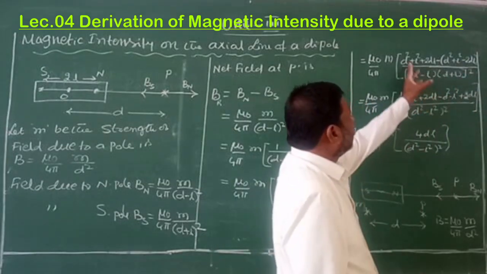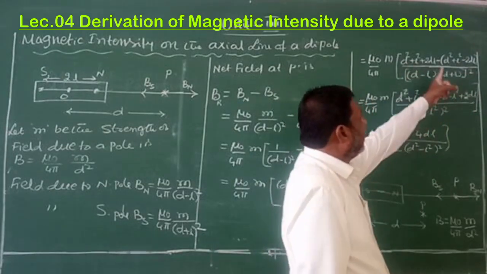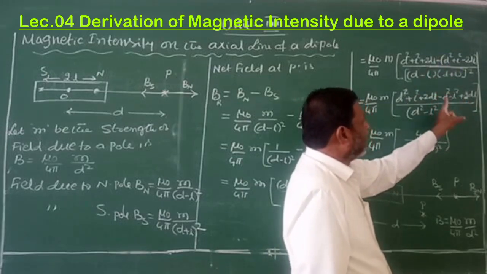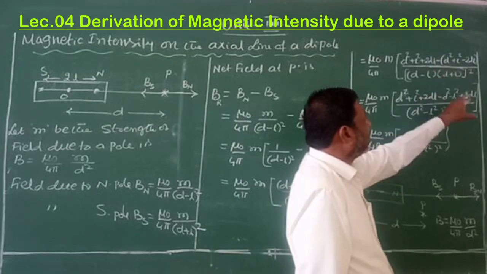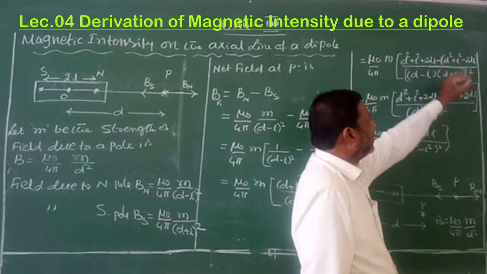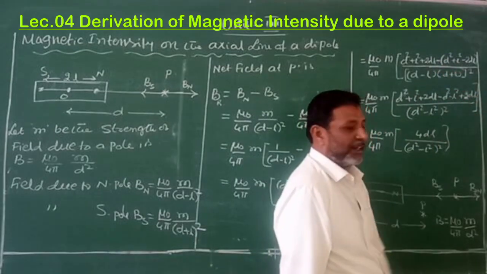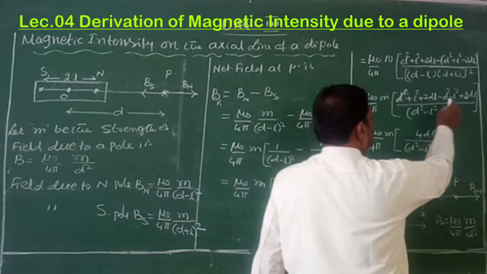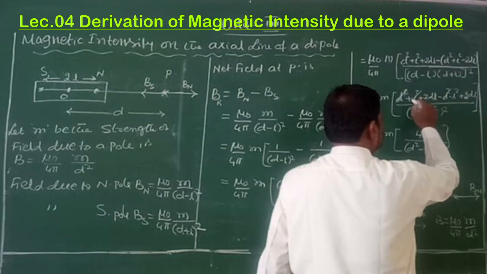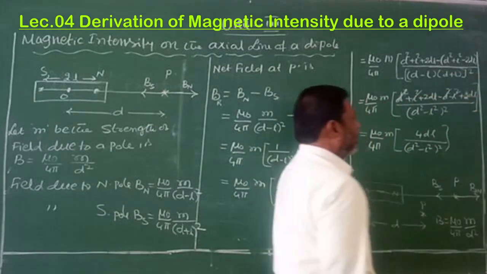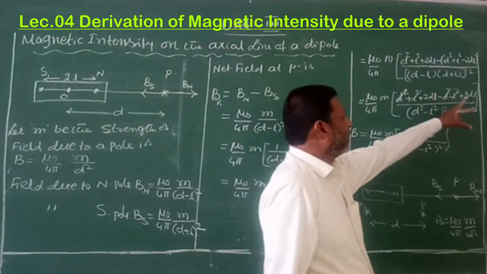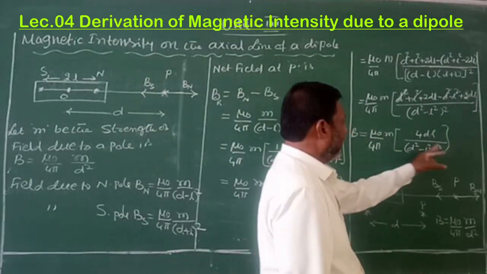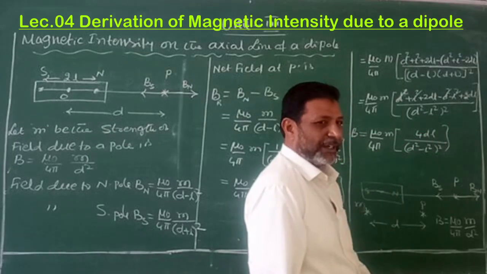Next, this is as it is. When you set the minus sign inside, you will get d square minus L square, and minus of minus gives plus. Now here the d square cancels out. What is left is plus 2L plus 2L, which is 4, so you get 4 d L, divided by this denominator.